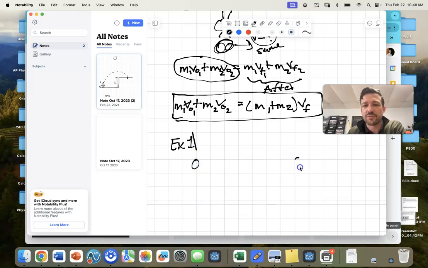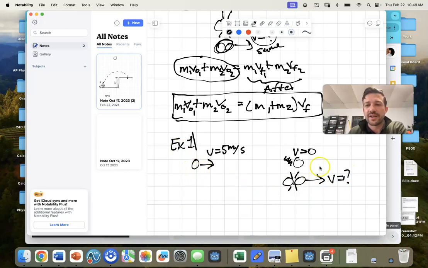Let's say we have two balls, and let's say this one's at rest, actually. Let's say this one's not moving, okay? And this one is moving towards it with a velocity of like 5 meters per second. Now we're going to have an inelastic collision. So they're going to collide and they're going to travel together with the same velocity.